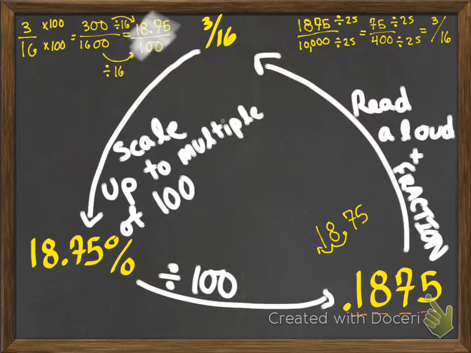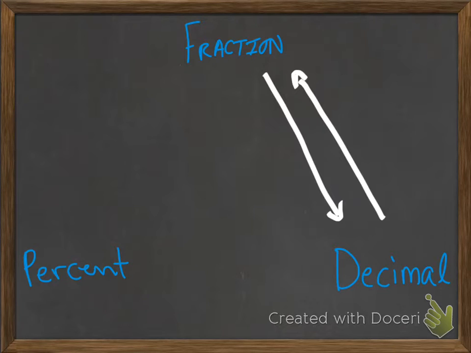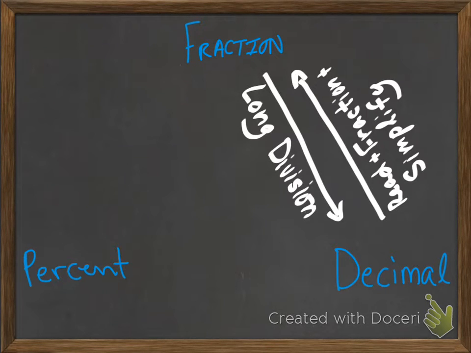So I know there's a lot of rules. Let's try and formalize it. If you have a fraction, a decimal, and a percent, how do you go from one to the other? For a fraction and decimal, you're going to use long division to go from your fraction to your decimal. We already knew that. Fraction, long division gives you your decimal. To go from your decimal to your fraction, you're going to read it aloud, create a fraction, and then simplify.